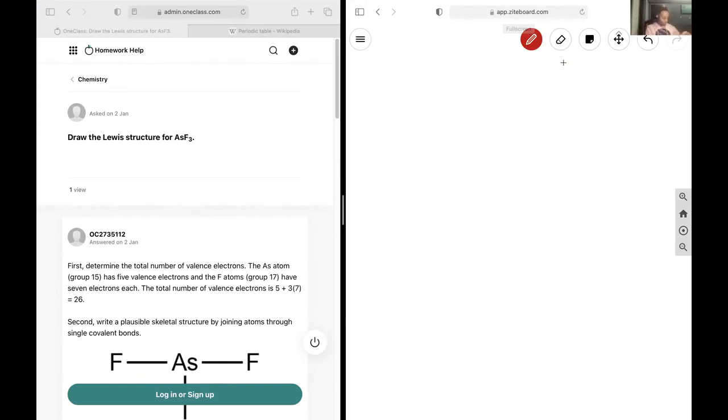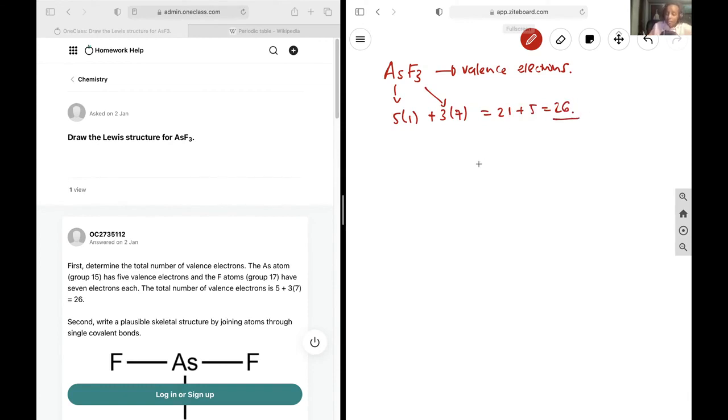Okay, for our next question. So we want the Lewis structure for this. So again, we need to count valence electrons. And so this is in group 15. So you're going to have 5 multiplied by 1 from that, plus 3 multiplied by 7 from the fluorine, because each has 7 valence electrons and there are 3 of them. It's going to be 21 plus 5, which is 26. So we have 26 electrons to figure out where to place them.